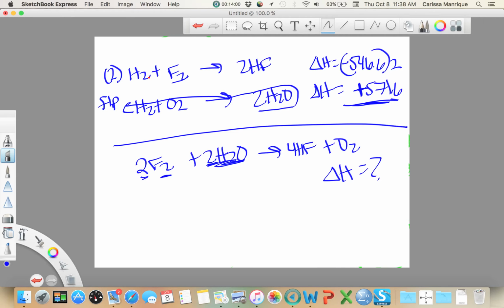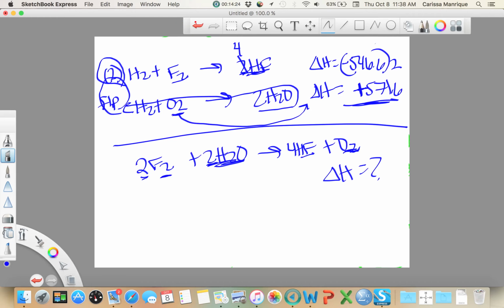Now let's check the rest. HF, I want a 4 in front of it and as a product. I have it as a product. Right now it shows a 2, but I'm already multiplying it by 2, so that'll become a 4, so that's good. And O2, I want as a product. It shows as a reactant, but we've already flipped the reaction, so it'll actually be on this side. Okay, so everything's perfect.